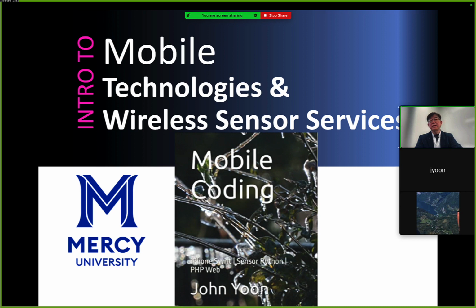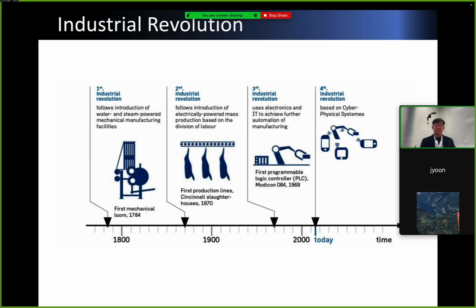We can start with the industrial revolutions. We are currently at the fourth industrial revolution. The first industrial revolution is not way back. It's about 200 years ago. The first revolution is the mechanical revolution, 1784: steam-powered mechanical manufacturing facilities, water or steam-powered.